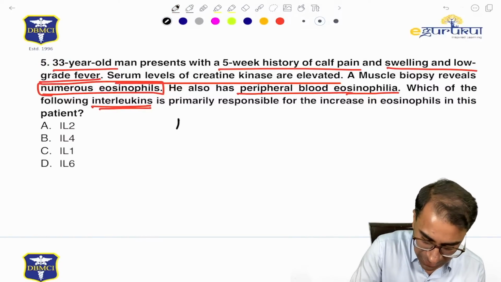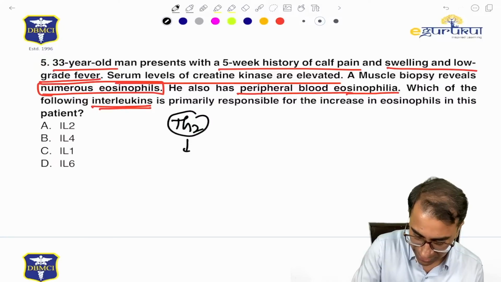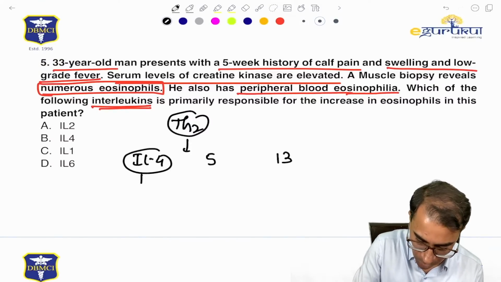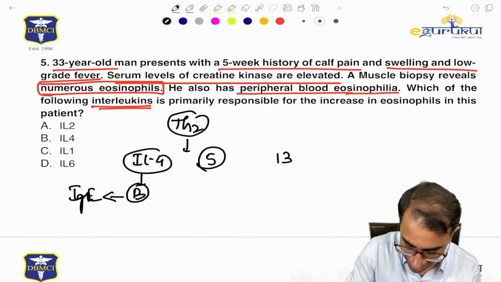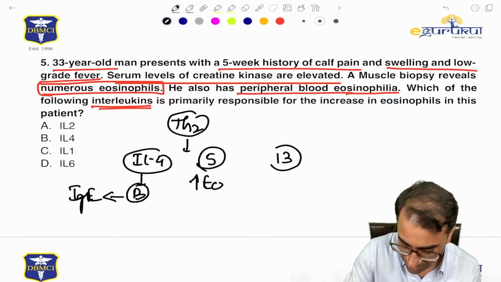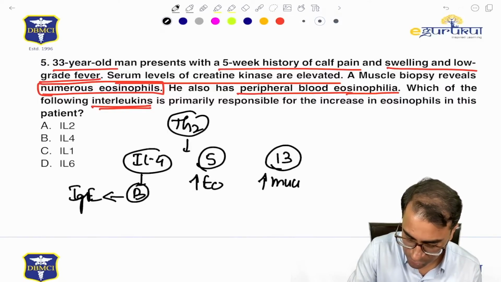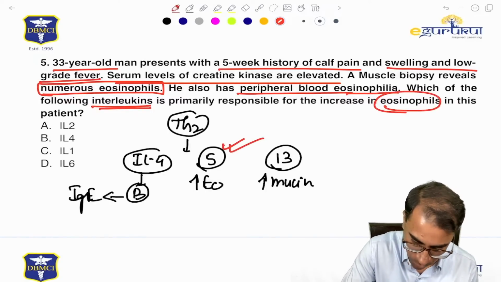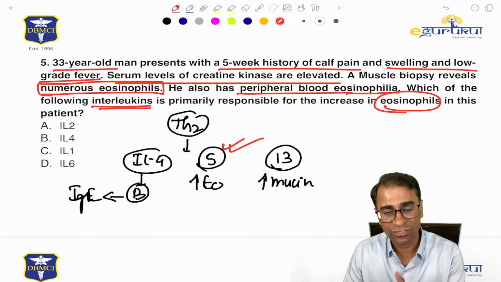देखो what happens? T helper 2 cells secrete interleukin 4, 5 and 13. 4 activates B cells to release IgE. 5 increases eosinophils. 13 increases mucin production. Question क्या पूछ रहा है? Responsible for eosinophils. कौन सा होगा? IL-5. IL-5 is not in the option.